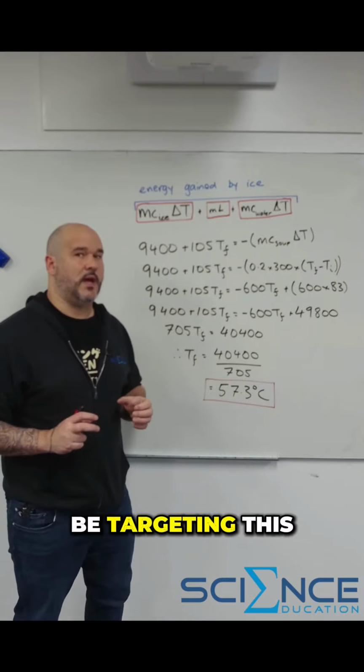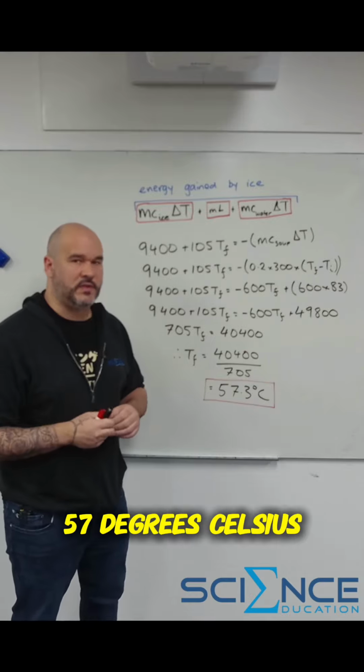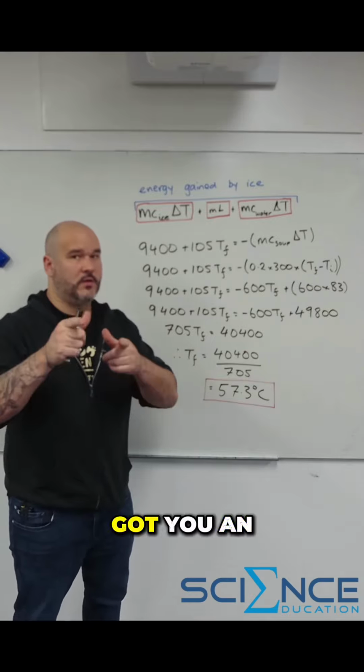Your teacher might be targeting this question for sig figs, so the answer will be the 2 sig fig, that's 57 degrees Celsius. Easy peasy, got you an extra mark.